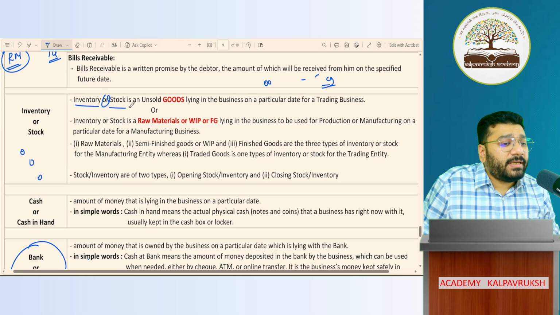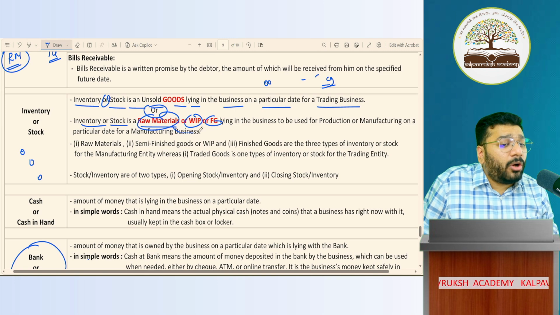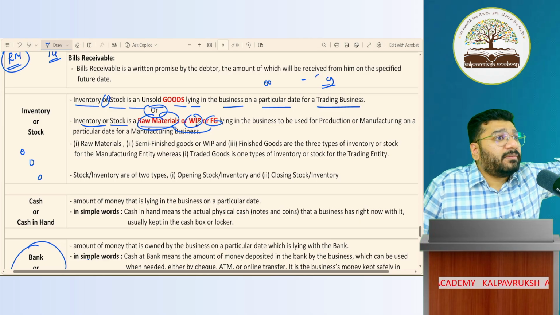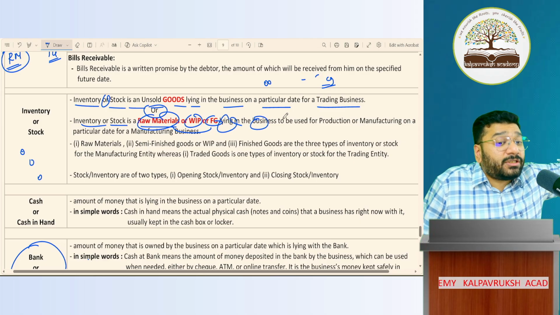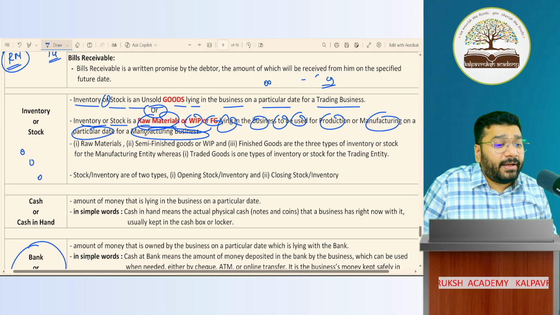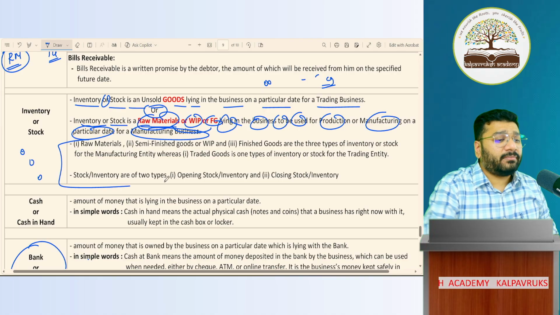Inventory or stock is unsold goods lying in the business on a particular date, for a trading business. Or inventory of raw material, WIP, FG, all the 3 belong to which business? Manufacturing business. These are lying in the business to be used for production or manufacturing on a particular date. Got it, not got it? So I've explained the same point here. I'm not going further.